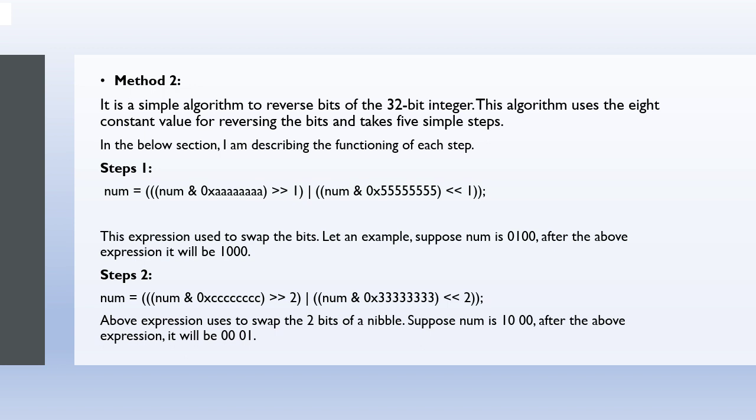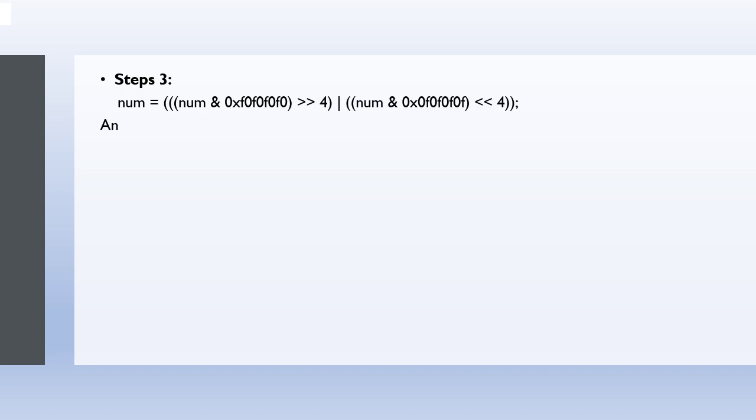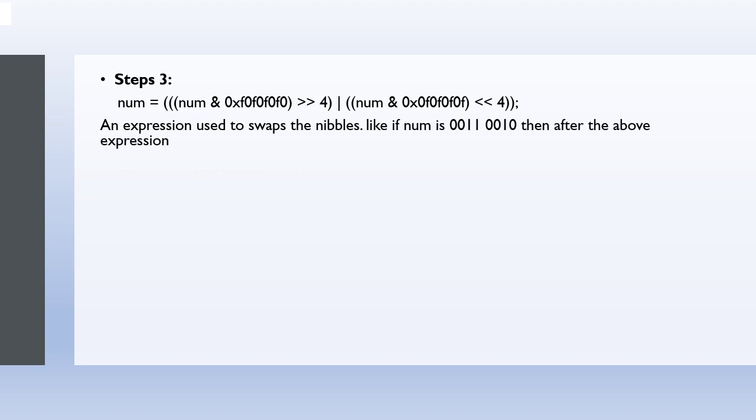Next we would do swapping the nibble by using this expression: num AND with F0, that is 1111 0000. If you see it in the binary format, you will understand better. Right shift 4 times, that means we are swapping the complete nibble directly. Nibble means 4 bits together.